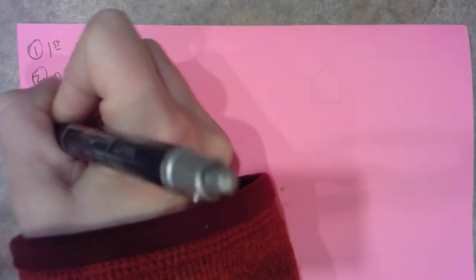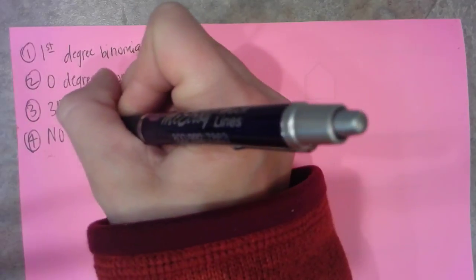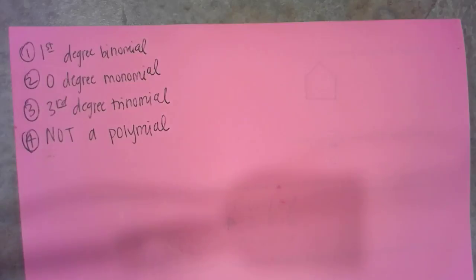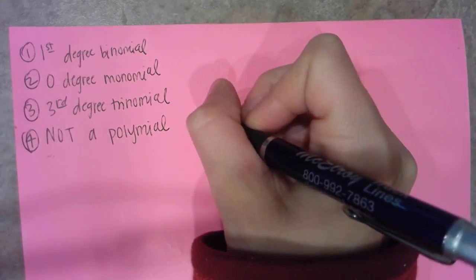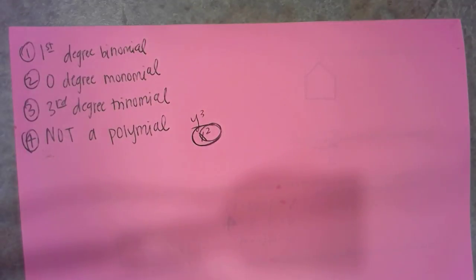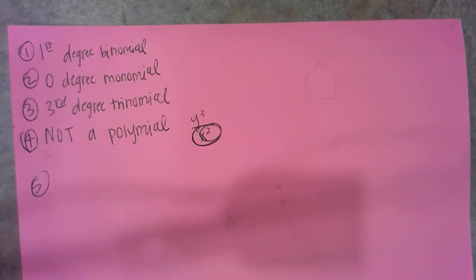Now number 4, it has negative exponents. If you have a negative exponent or your variable is in the denominator, either way, it is not a polynomial. So this is not a polynomial. Again, if you have negative exponents or a variable in a denominator, so it looks something like maybe y cubed over x squared, if you have a variable in the denominator, it's not a polynomial. All right, number 5.